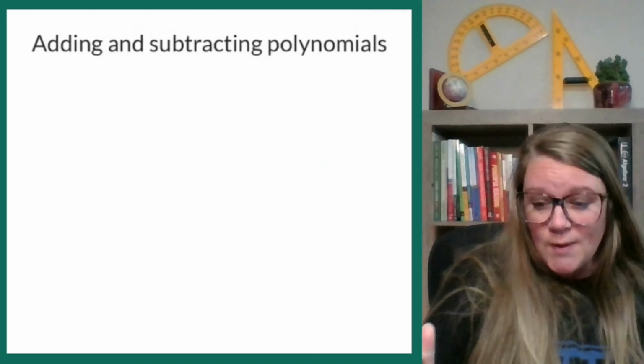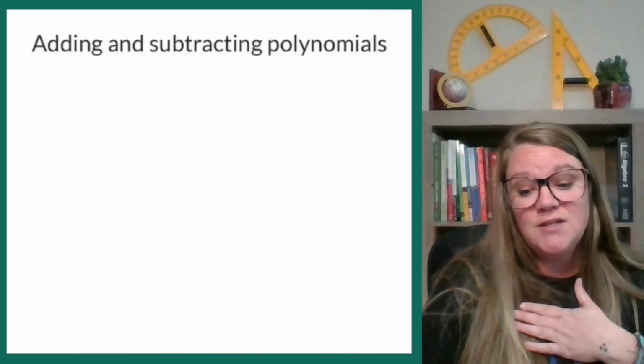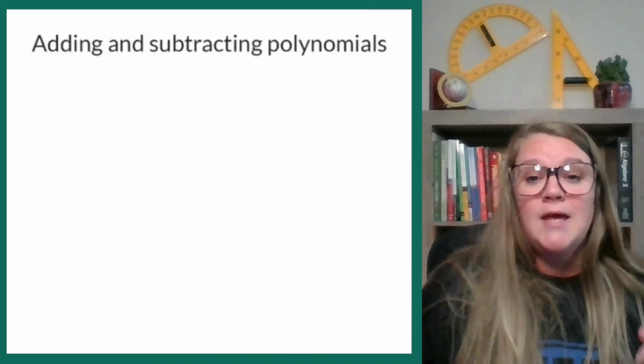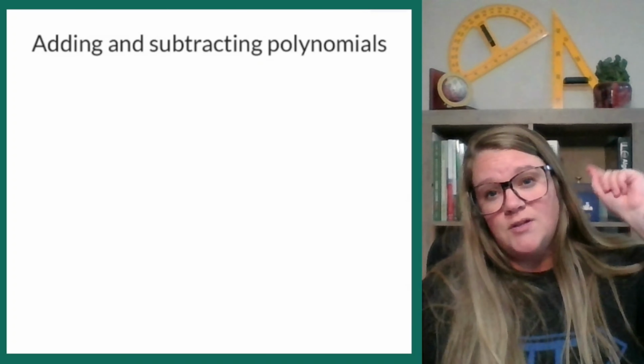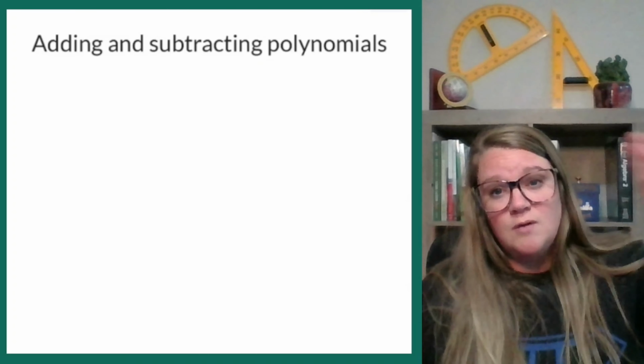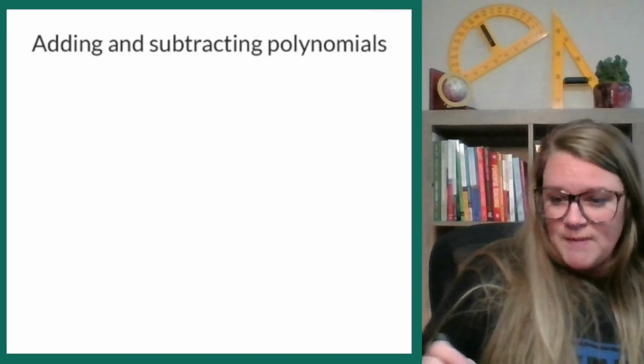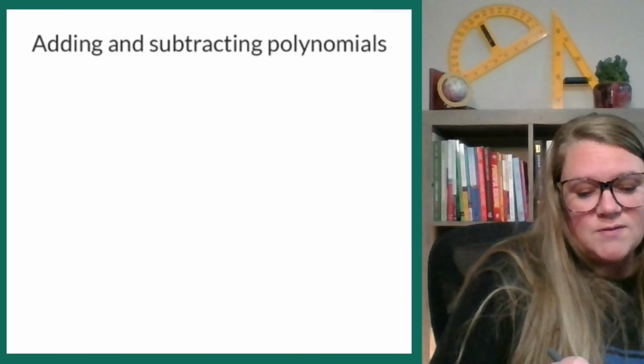So when we're adding and subtracting polynomials, I like to just remember one rule for all of them, for adding and subtracting. And that is we need to start by distributing if there is, and then we're combining like terms. Distribute, combine like terms, distribute, combine like terms. So let's see an example of what this is going to look like.